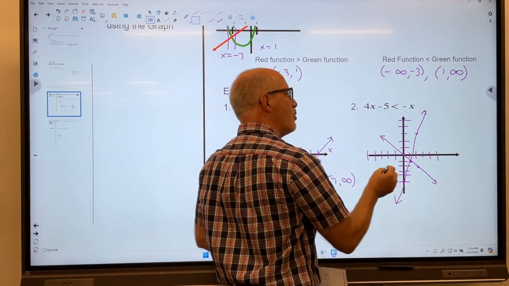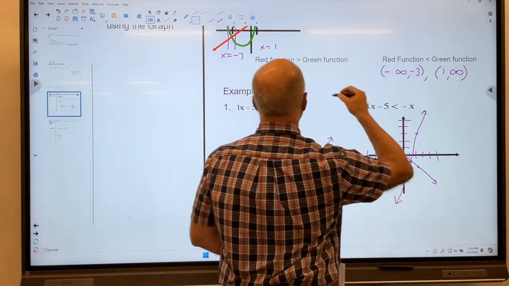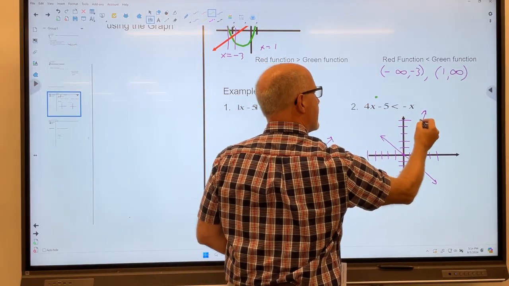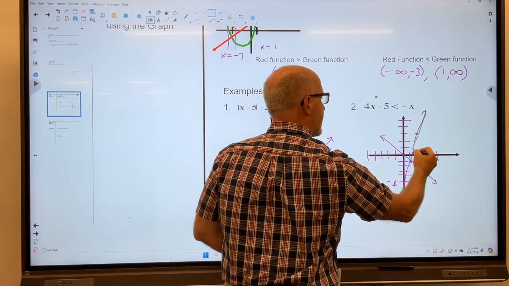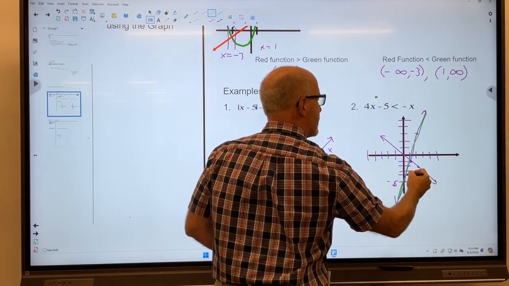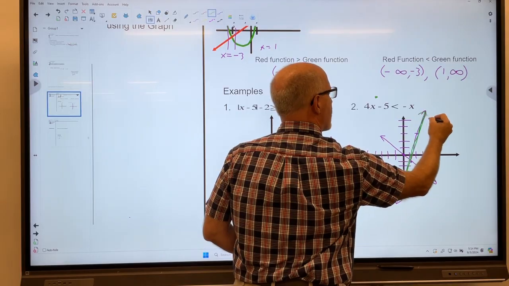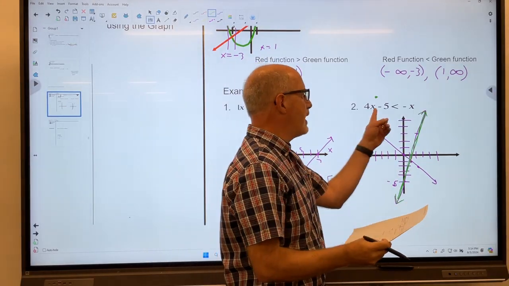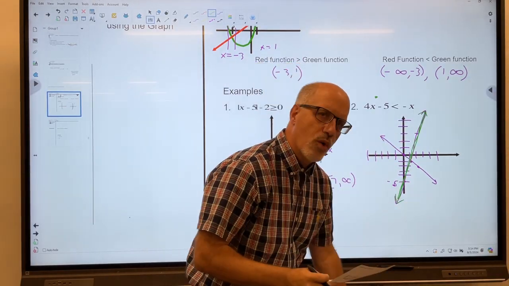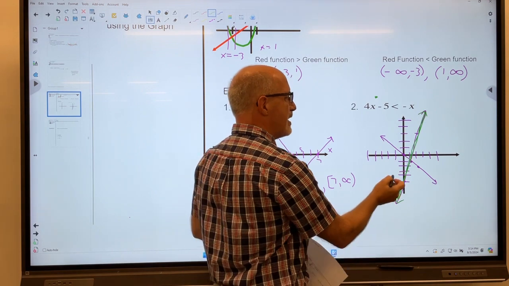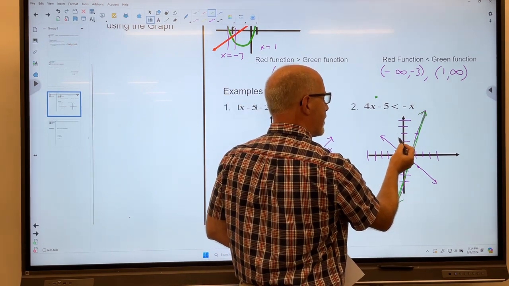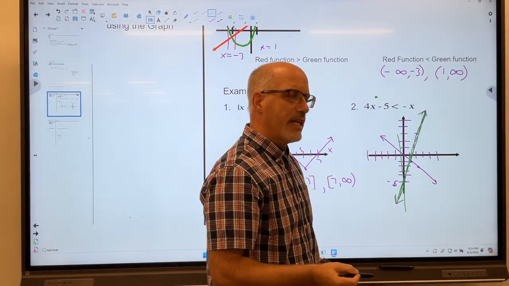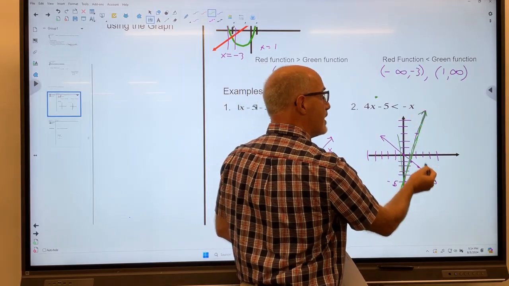So we want to know when this graph here, let me highlight the first one here in green, just so we can see it here. Okay, this one is in green. So when is the green graph below the purple graph? Anytime we look over here, notice in this section, green's below purple on any x value. Here, green's above purple.